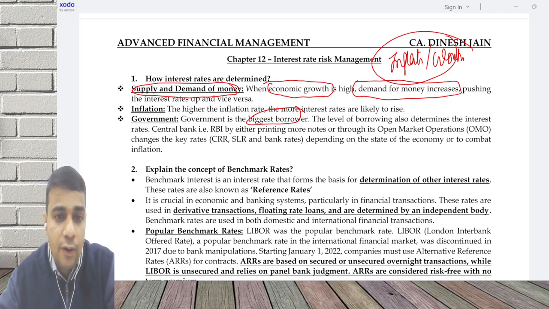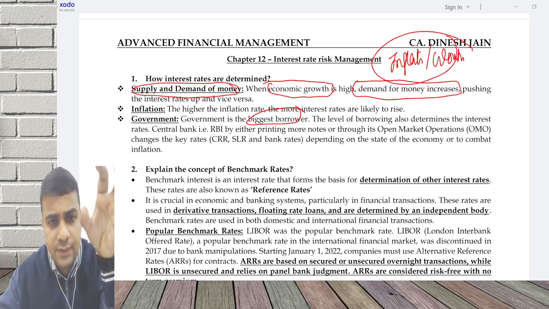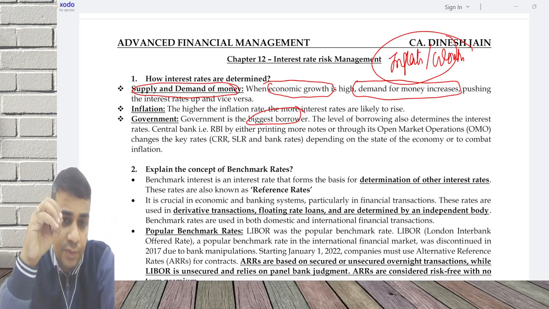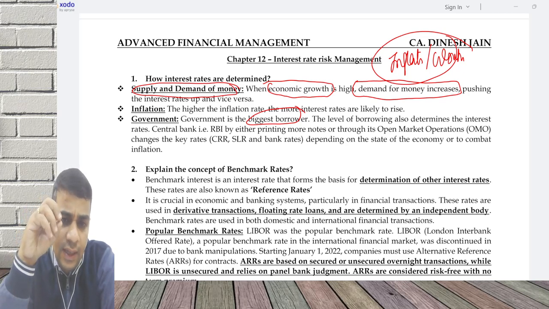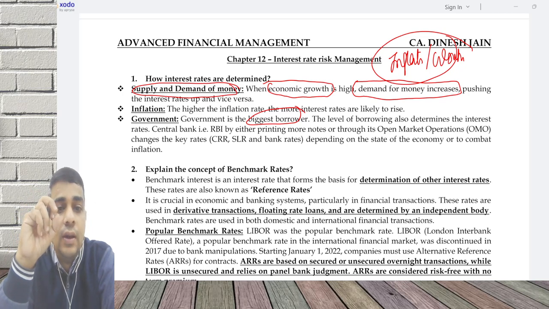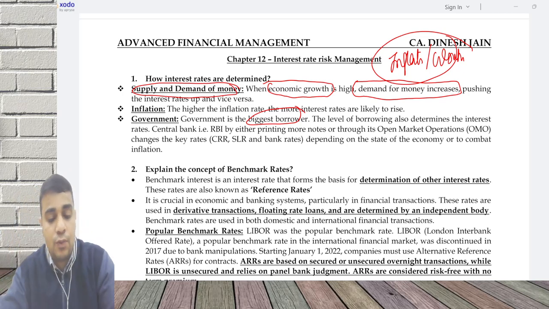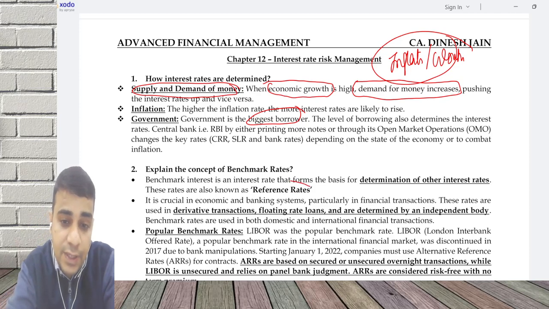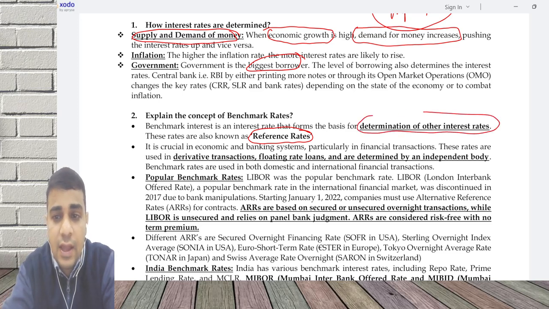Explain the concept of benchmark rates. Now, we did multiple problems in derivatives. We did some call option in interest rate itself, and cap option and put option. Whenever we take a loan in the practical world, this loan is normally a floating loan benchmarked against some rate. For example, banks will say MCLR plus 0.5% or bank rate plus 1%. So there is some benchmark. So what is a benchmark? It is a reference rate, which forms the basis for the determination of other interest rates.